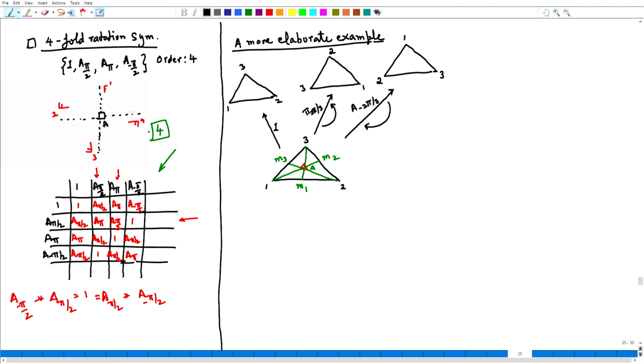Now, let us do the 3 reflection operations. So, let us do reflection operation sigma 1 through mirror M1. Now, when I do this, the vertex 3 which is on the mirror plane remains where it is, and 1 and 2 get flipped. So, 2 will come here, 1 will come here.